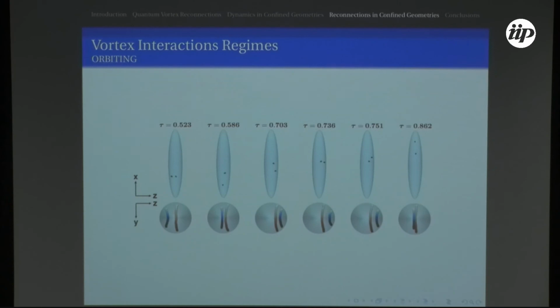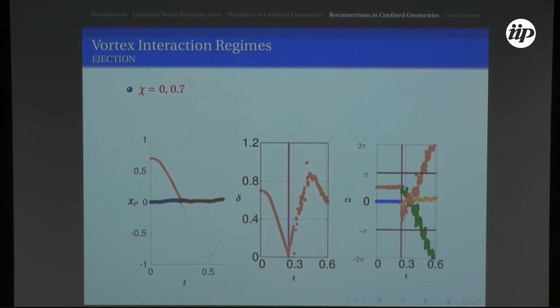So okay, this is the case of the orbiting, which is this case here, which pushes the vortex actually outside. Okay, sorry, I went too quick. So here, the curves are the coordinate of the vortex: we take its barycenter, and here we plot only the axial coordinate.